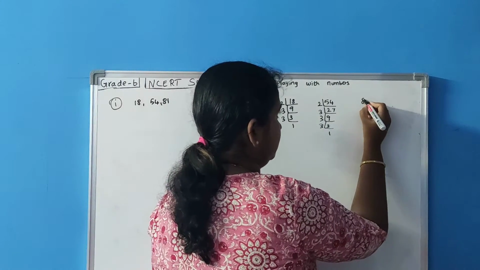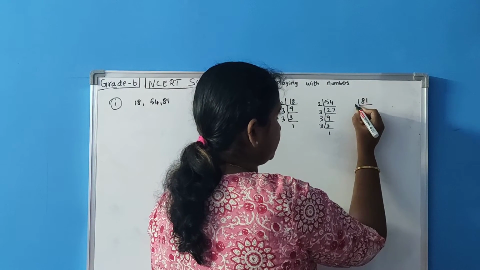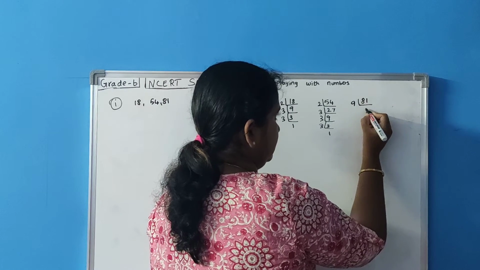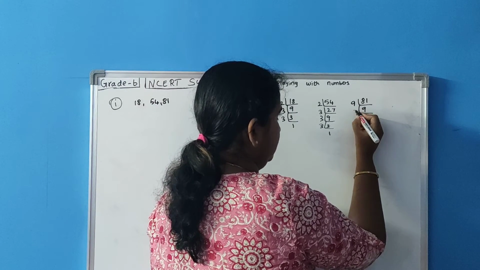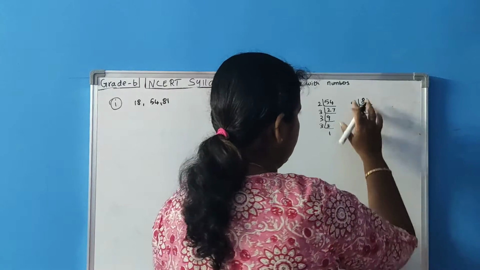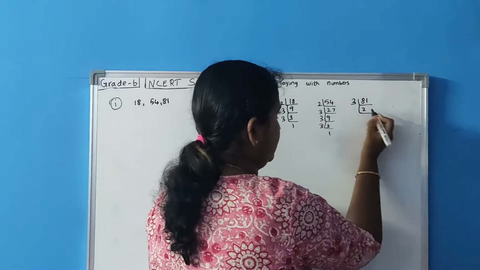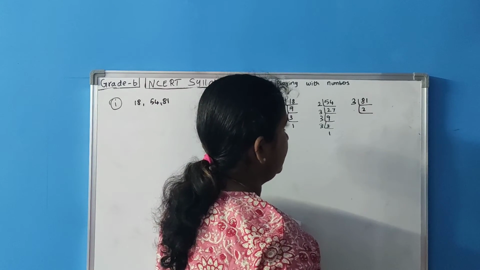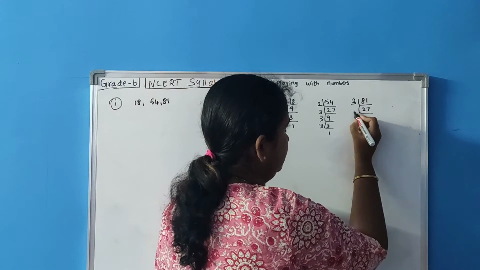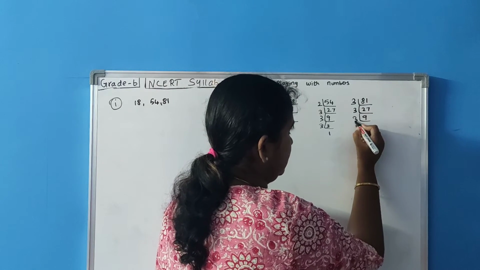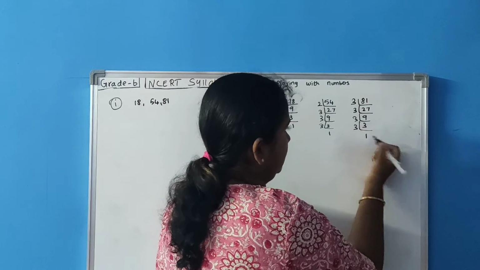81. 81 will go in 9 table, right? 9 table, 9 9s are 81. Then it will go in 3 table itself. You have to take the least multiple only. 3 table, 2 3s are 6, 7 3s are 21. Then again 3 table, 9 3s are 27, 3 3s, 3 1.